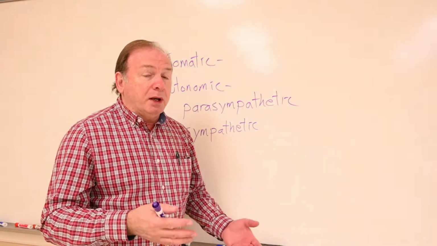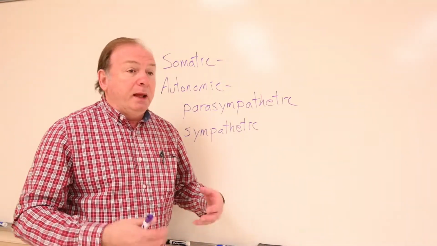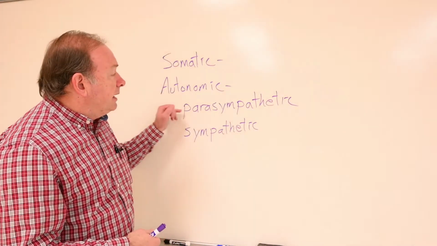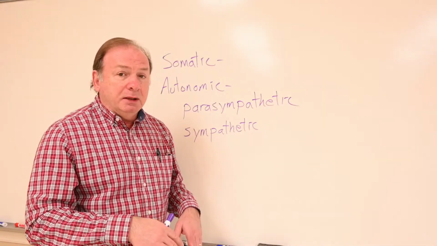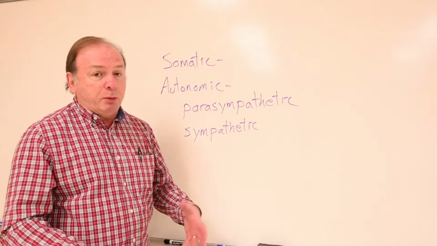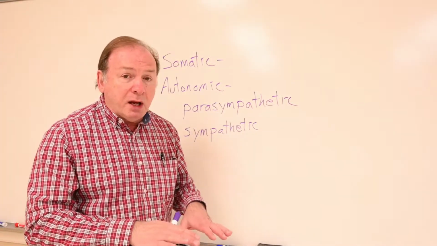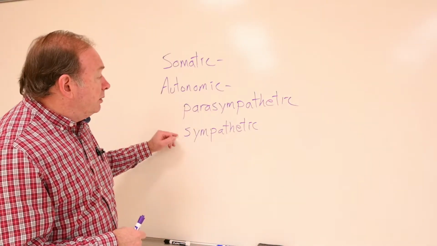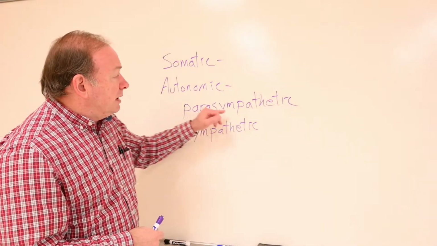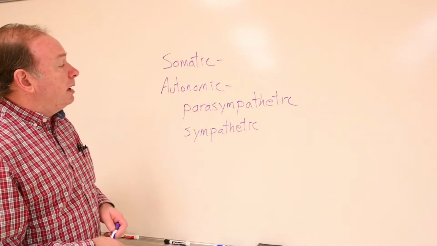These work in what I call a teeter-totter fashion, so that when the sympathetic system is excited, the parasympathetic system is inhibited. So you have less activity in the parasympathetic branch when the sympathetic branch is excited. And conversely, when the sympathetic branch is not activated for any particular reason, then we have an increase in the amount of activity in the parasympathetic branch of the autonomic nervous system.